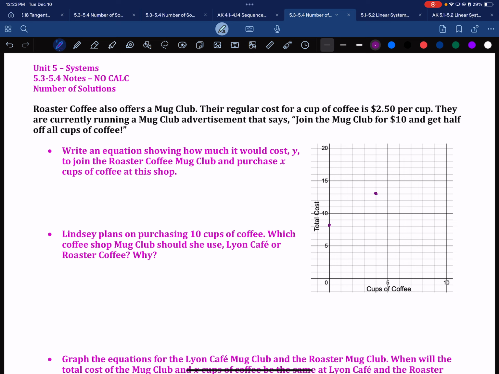Which makes sense, right? Because you're starting by paying an amount. They're currently running a mug club advertising it says buy your cup for $10 and get half off all cups of coffee. I know. One cup of coffee is $10.